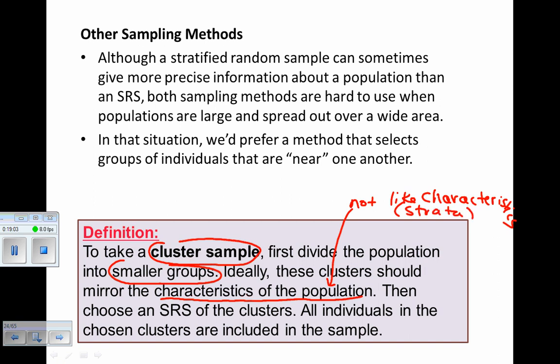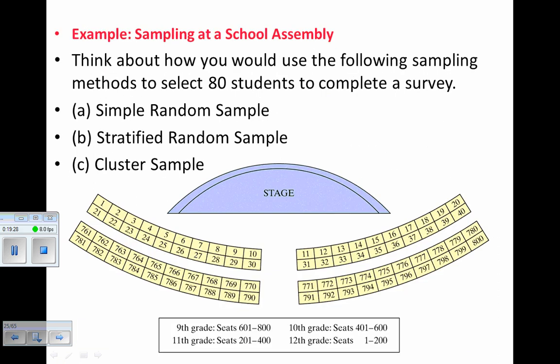Then choose an SRS of the clusters. So you're going to have all these clusters, and you do an SRS of the clusters. Those tell you which clusters you're going to pick, and then you include everybody in that cluster. So all individuals in the cluster are going to be included in the sample. So that's different from strata.